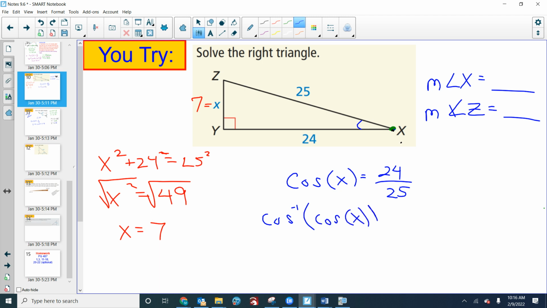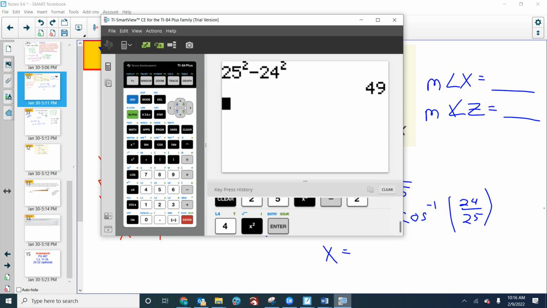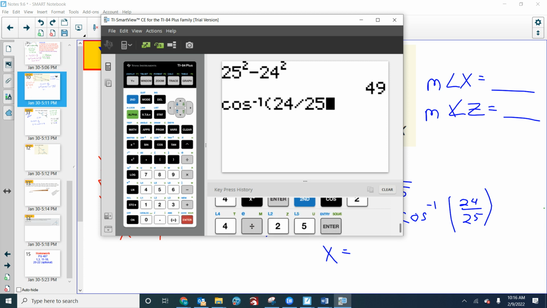I go back and forth on this next step. All right, cosine inverse cancels the cosine. X equals cosine inverse of 24 over 25. Cosine inverse of 24 divided by 25. Did you get 16.26?